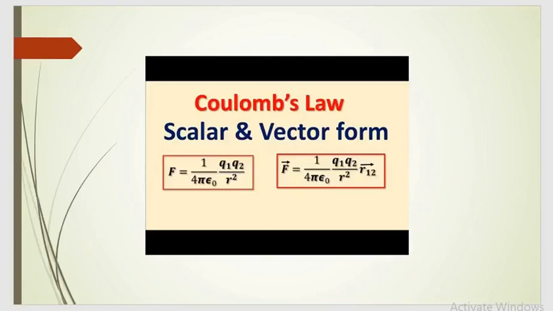The mathematical form is given by F is equal to 1 upon 4 pi epsilon naught, Q1 Q2 upon r square, and the vector form is given by vector F is equal to 1 upon 4 pi epsilon naught, Q1 Q2 upon r square into vector r12.